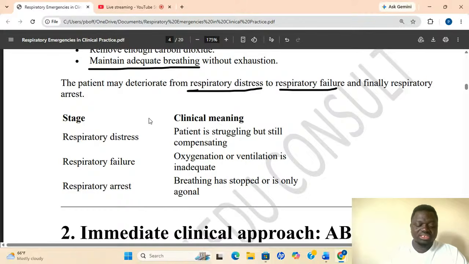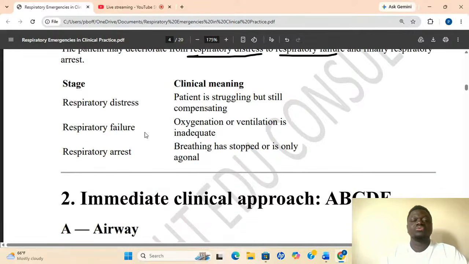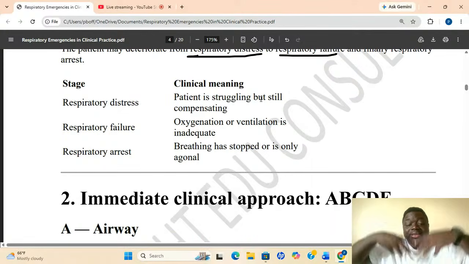So anytime you meet someone unconscious on the street, the BLS algorithm says check the cardiac, check if there is a pulse, if the heart is still working, or check if the person is breathing. Check if the respiratory system too is functioning. So we call it cardiopulmonary resuscitation.